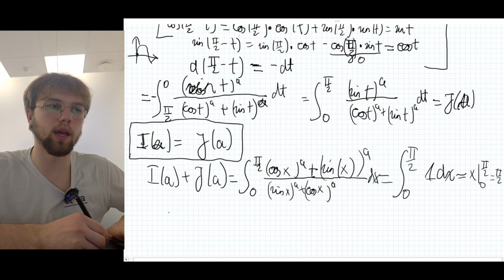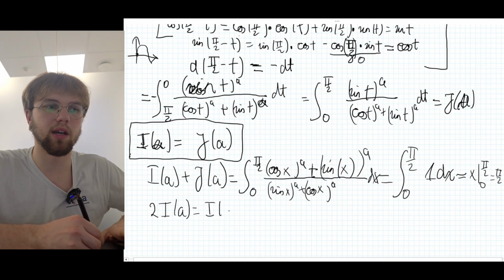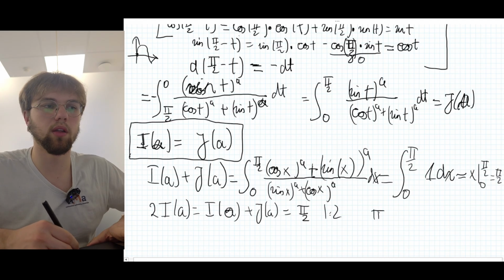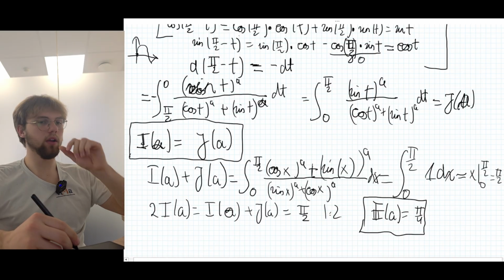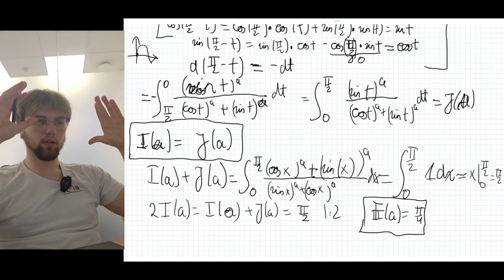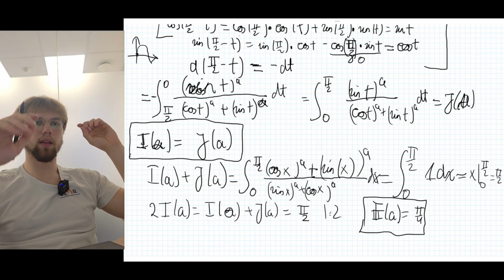So what do we have? We have that 2I of a is the same as I of a plus J of a, because I of a is the same as J of a, but this is equal to pi over 2. And dividing by 2, we have that I of a is pi over 4. So what we've actually shown is that the integral is equal to pi over 4 no matter the constant a.